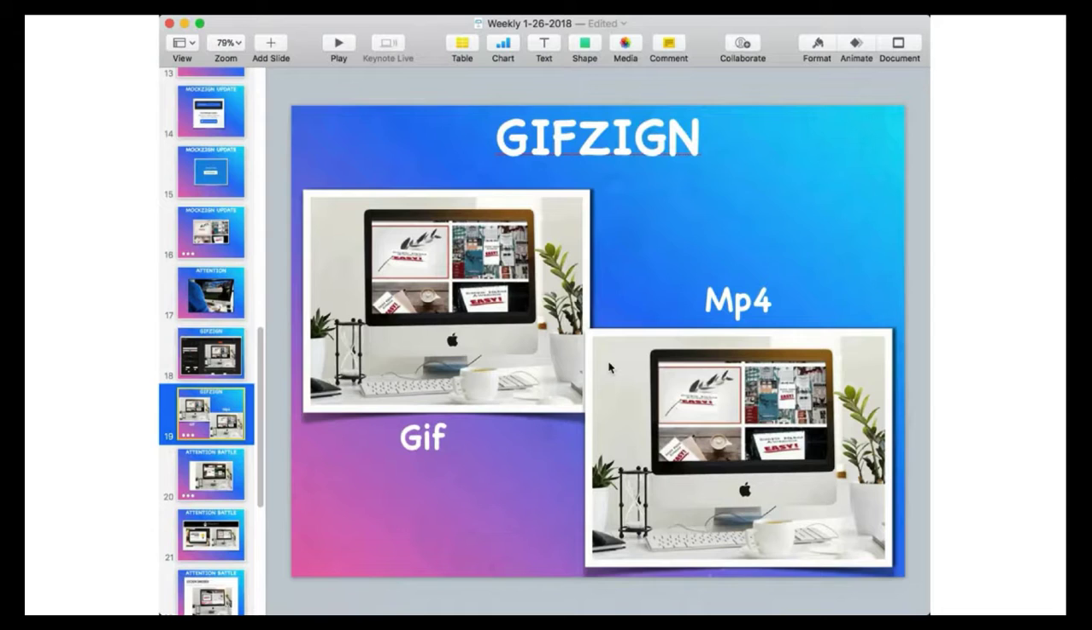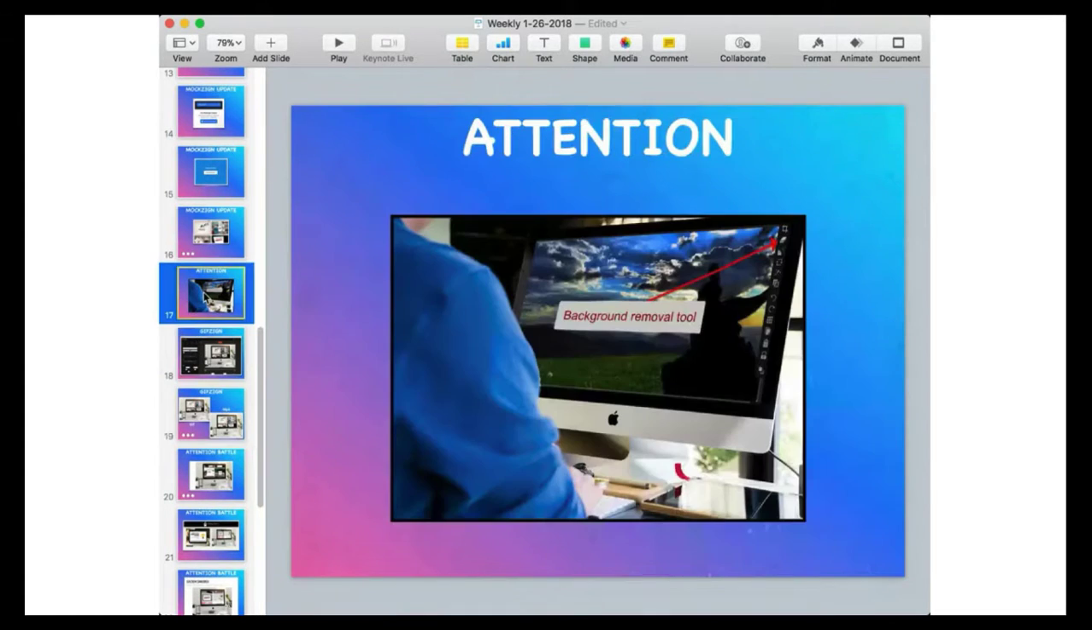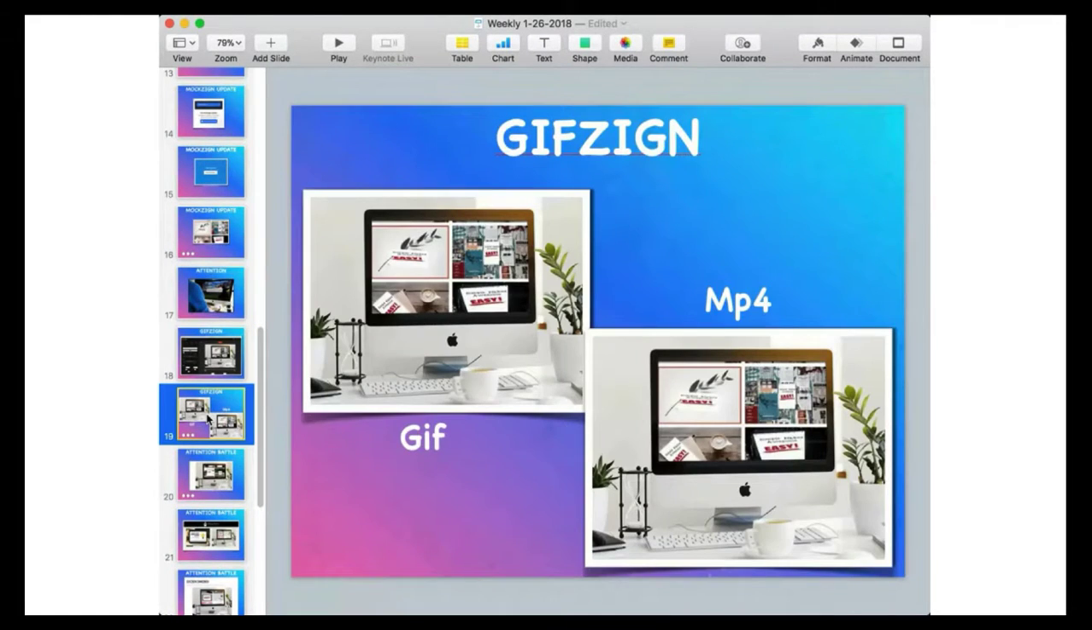And the SEO people always say GIFs are so much bigger and they load slower than MP4s do. Well, I agree with that. However, there are reasons when you're battling for attention. There are times when a GIF looks far better to capture attention than an MP4 does.